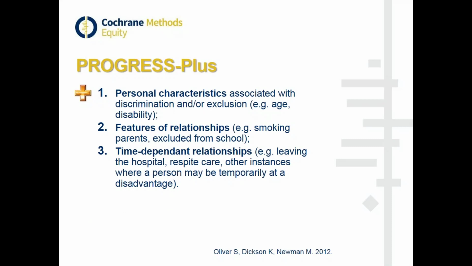So we have extended PROGRESS to PROGRESS Plus. So this captures any additional characteristics like age, but it also includes features of relationships. So somebody who might be disadvantaged because of their relationships to other people. So a child who grows up in a home with smoking parents, for example, or somebody excluded from school. And then it also includes time-dependent relationships. So where someone might not normally be considered disadvantaged, but could be for a short period of time. So somebody's just been released from the hospital, or somebody's just been released from jail, something like that.